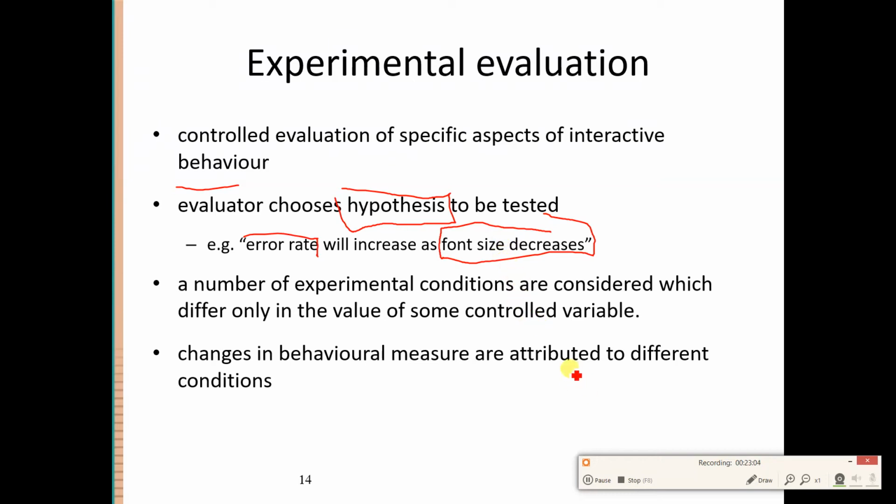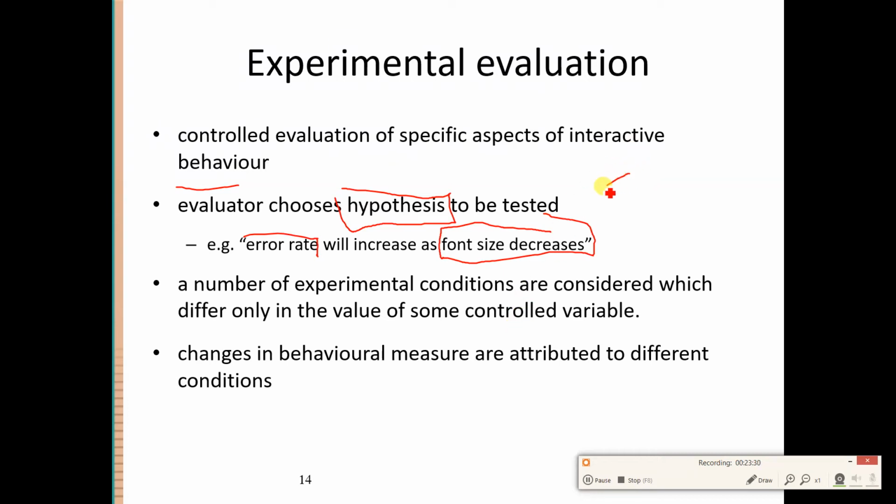Alternatively, if the font size is increased, the error rate is going to decrease. A number of experimental conditions are considered which differ only in the value of some control variable. So in experimental evaluation, we test the system based on some hypothesis, and using this hypothesis we change the value of some variable.